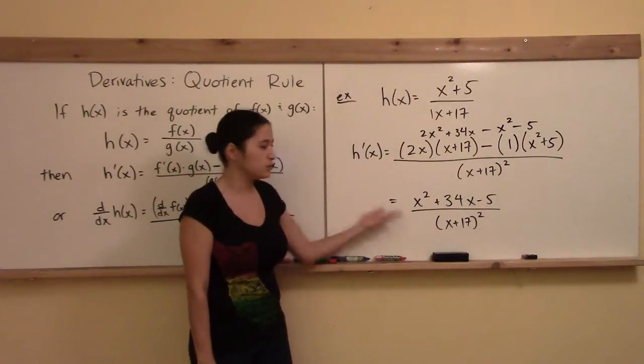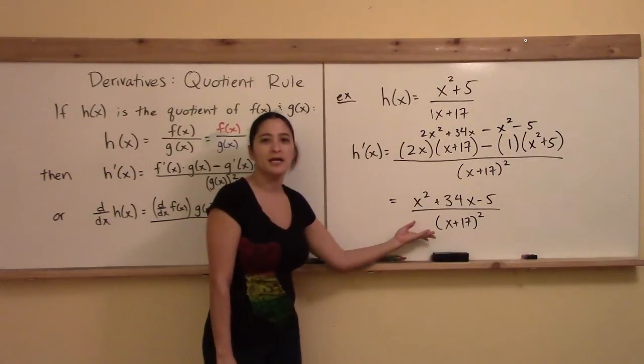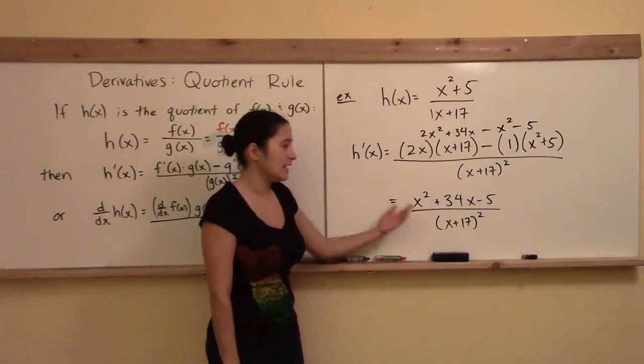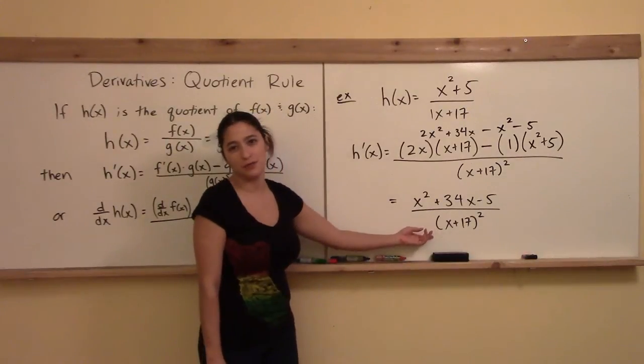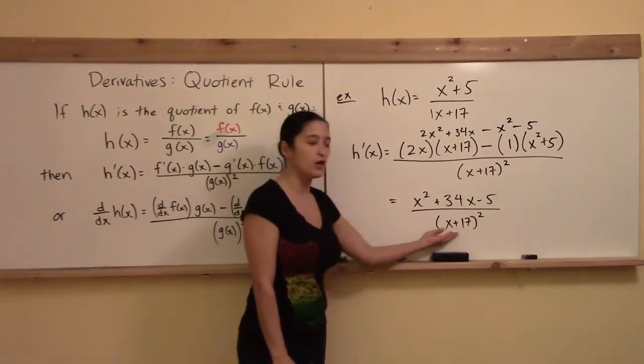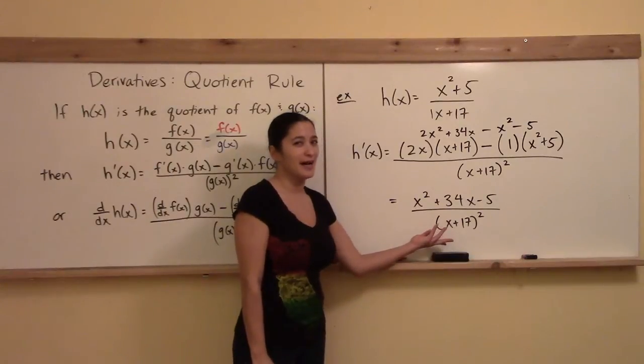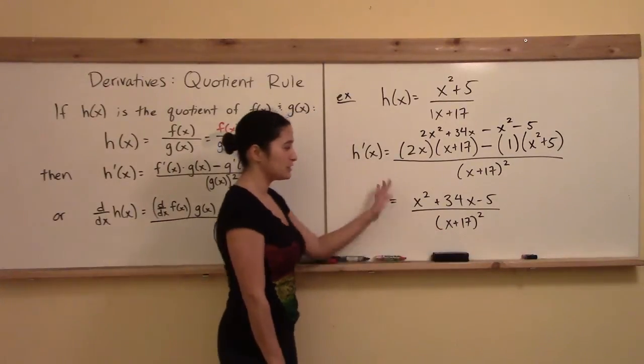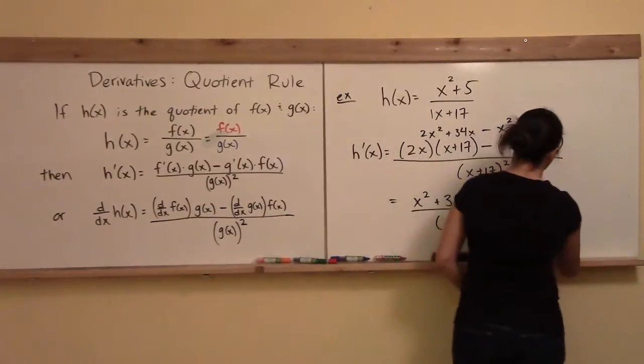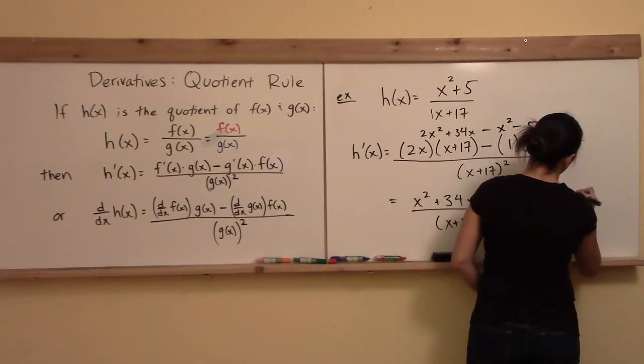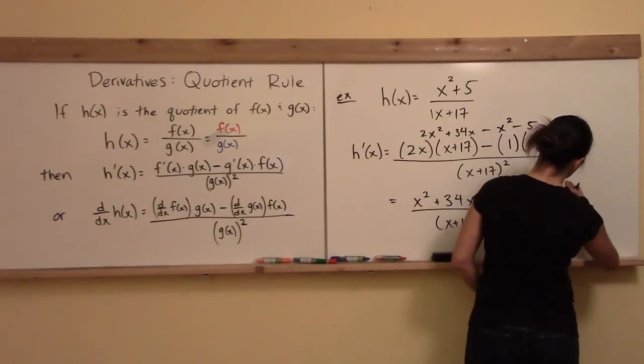Some people would say, well, don't I have to FOIL out the bottom? And I would say no. Actually, I kind of like it better without being FOILed out. If I ever have a polynomial that's already factored so I can see its roots, I kind of like that better. So this is a simplified form right here, and that would be the totally correct answer if I asked you for simplified form.